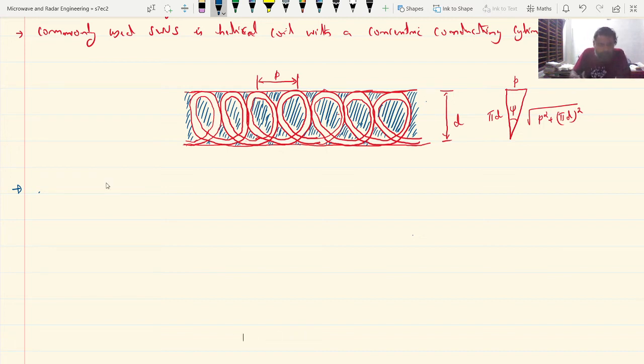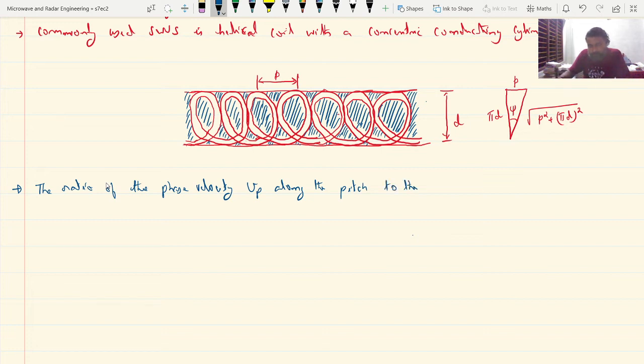So the ratio of the phase velocity, I call this Vp, along the pitch to the phase velocity along the coil. That is given by what?